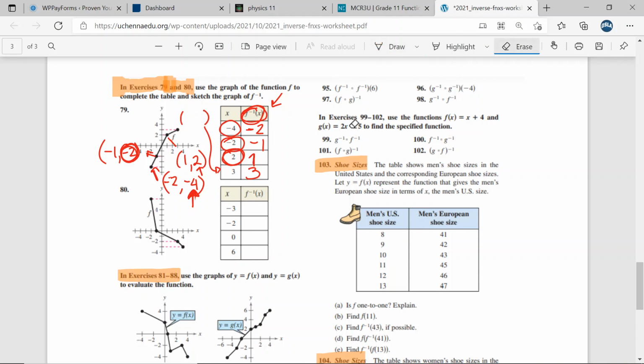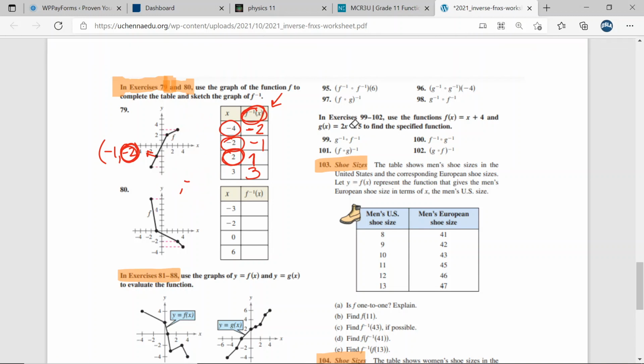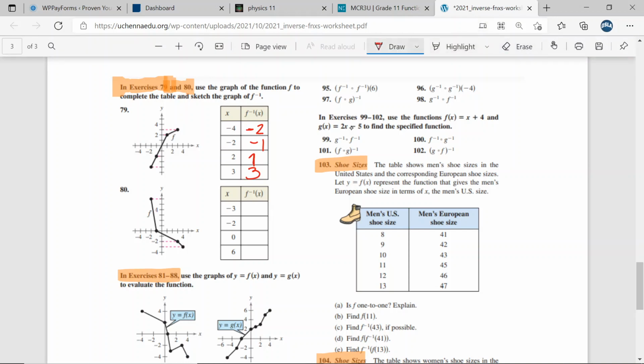Try and do question number 80. And if you have issues with it, let me know. And then it says sketch the graph of the inverse. I'm going to let you do that. You can literally just sketch these coordinates. And you've got some x's and y's. And you're going to connect the dots when you're done. That's it.